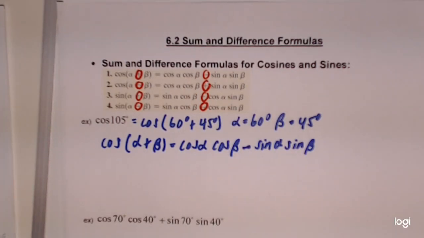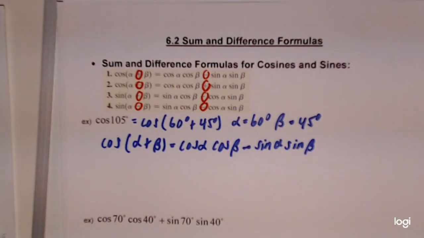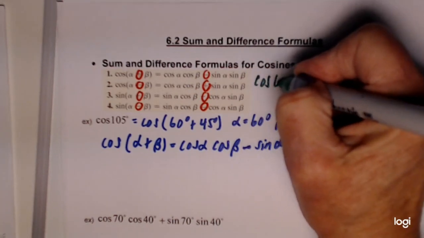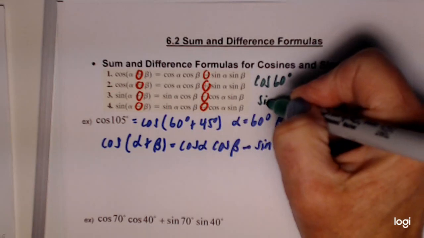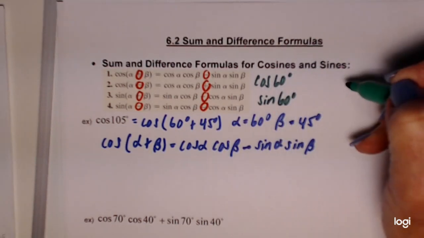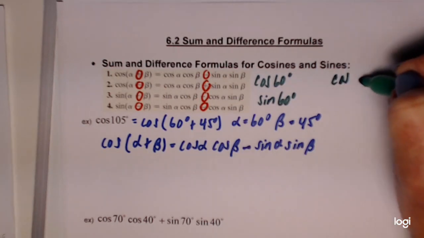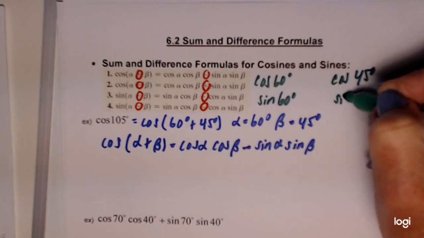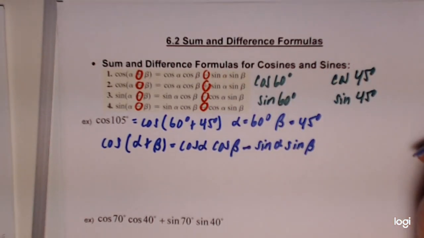So I'm going to come up here and let's take a look at that. So we have 60 degrees. So we need the cosine of 60 degrees, and then we're also going to need the sine of 60 degrees. And we're going to need the cosine of 45 degrees, and we're going to need the sine of 45 degrees. So we're going to need these four pieces of information.